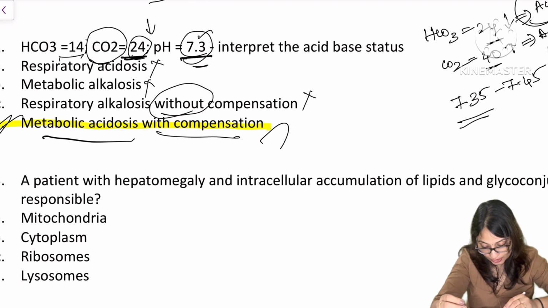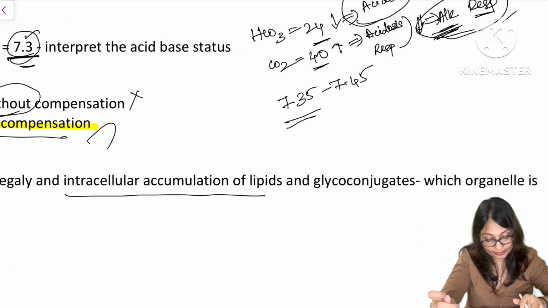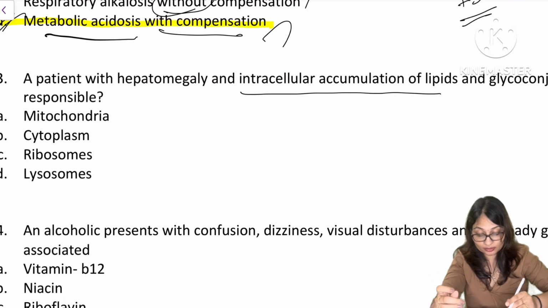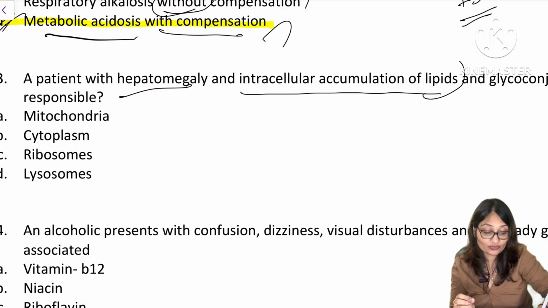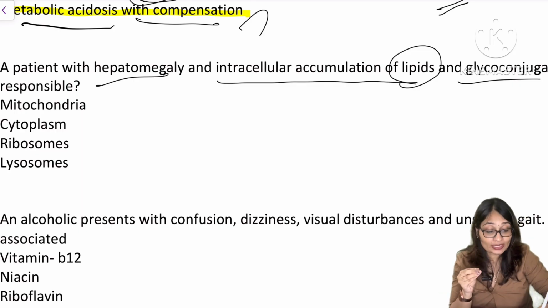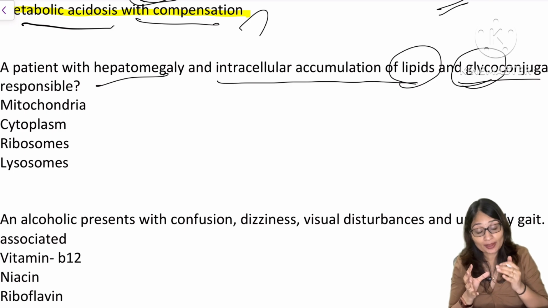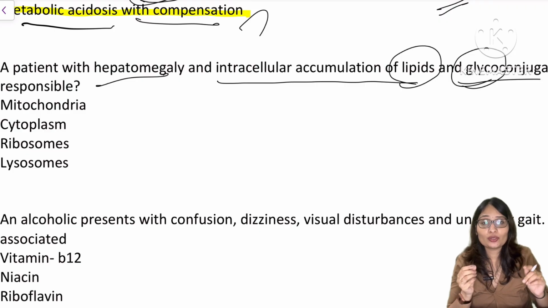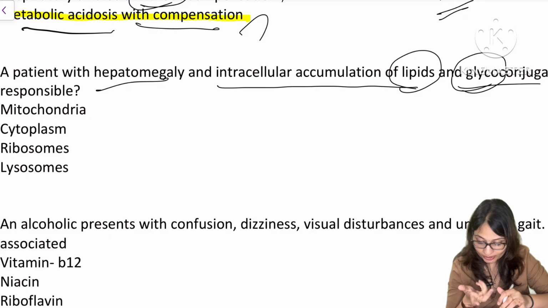The next question is, a patient with hepatomegaly and intracellular accumulation of lipids and glycoconjugates, which organelle is responsible? The key points here are hepatomegaly and intracellular accumulation of lipids and glycoconjugates. So basically there is accumulation of glycated substrates, so the glycation has already happened. Glycation happens with respect to which organelle? When you talk about glycation, you're talking about the Golgi apparatus. But Golgi is not given in the options.